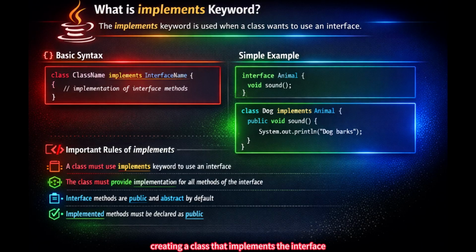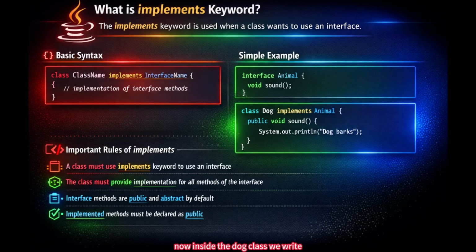Creating a class that implements the interface. Now in the next part we write class dog implements animal. Let us understand this line carefully. First we write the class keyword. Then we give the class name, here it is dog. After that we write the implements keyword. And then we write the interface name animal. This means, the class dog is using the interface animal. So dog must provide implementation for all methods of the animal interface. Implementing the interface method.